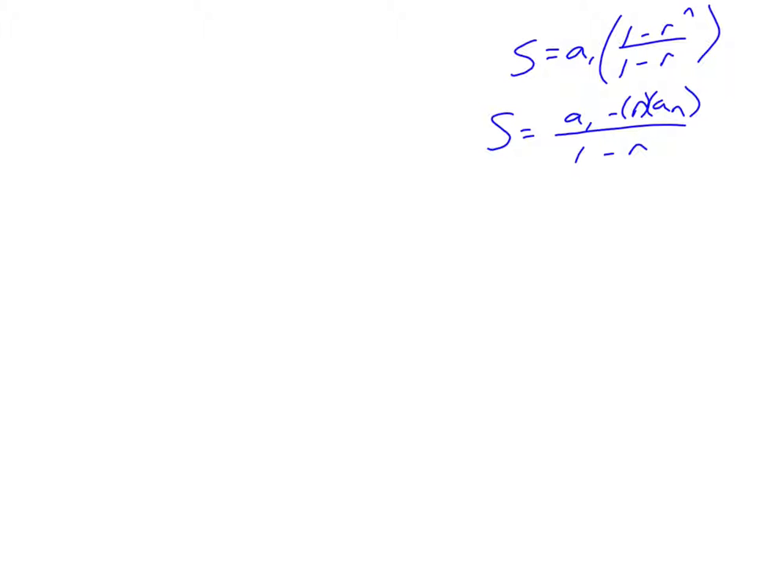So again, what does a sub 1 represent? First term. What does r represent? The ratio. And what does n represent? Number of terms. And what does a sub n represent? The last term. Alright, so that's everything on those two formulas. So let's get started.